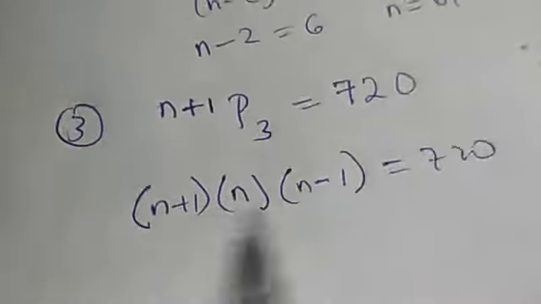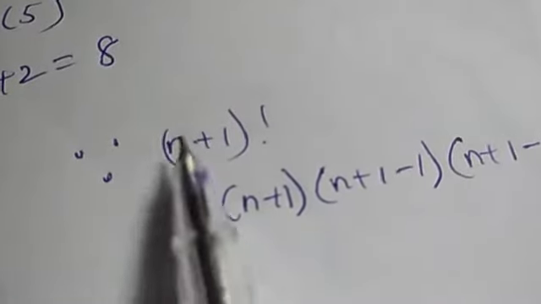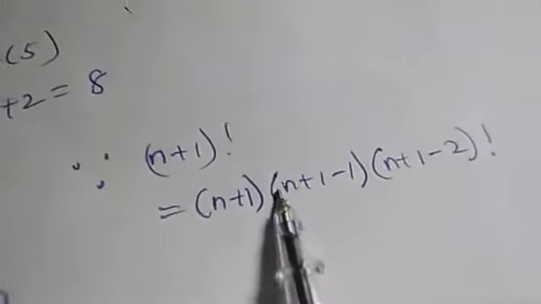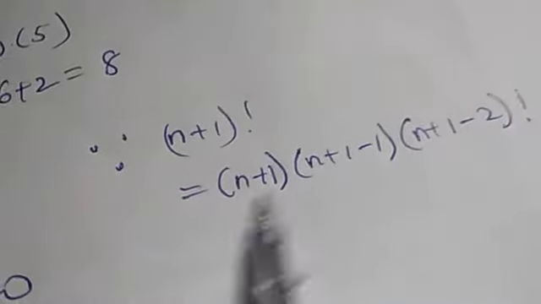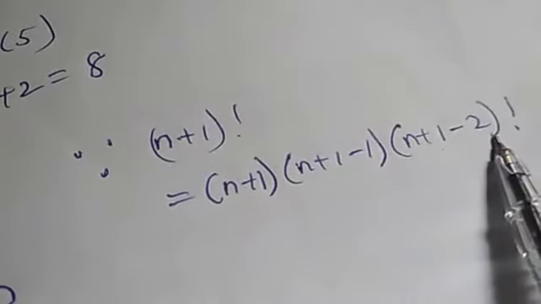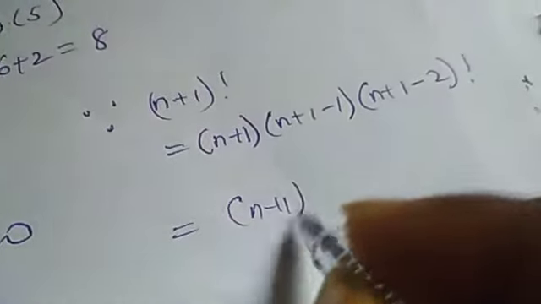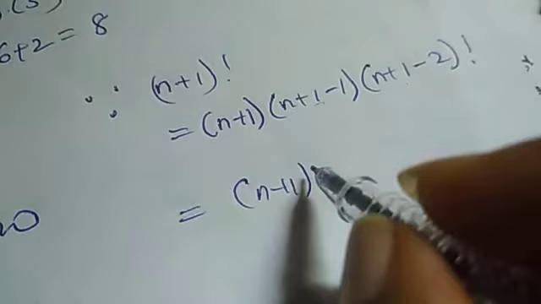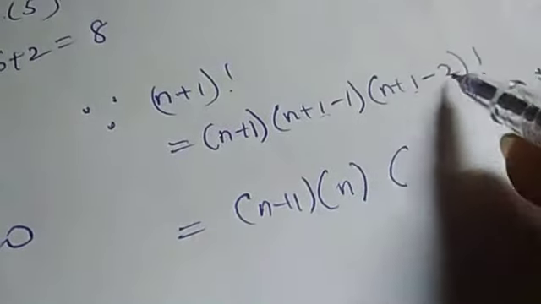But how did we even get this normally? If you consider this thing, n plus 1 factorial. It starts from n plus 1, followed by n plus 1 minus 1. That is, anything factorial will be the thing, followed by the thing minus 1, the thing minus 2. And that will now give me n plus 1 minus 1, plus 1 minus 1 is gone. We have n left. And here, 1 minus 2 is minus 1. So we have n minus 1. That is how we got this.